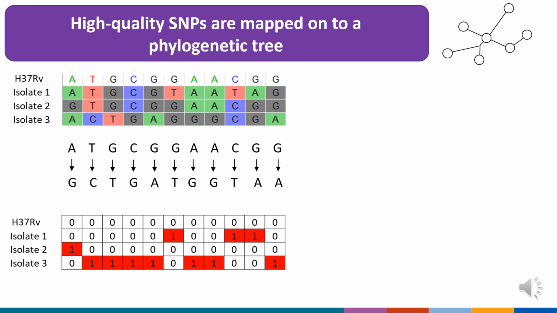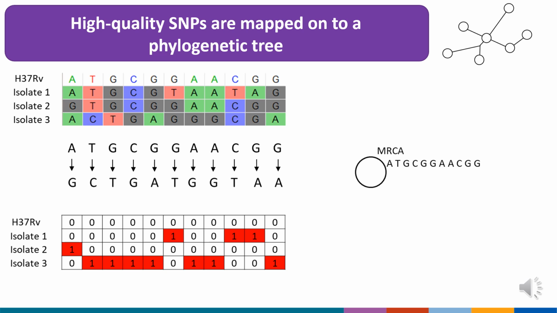Next, I'm just going to convert this to 1s and 0s to make it easier to look at. If it has the ancestral base, same as H37Rv, then I'm going to give it a 0, and if it has the mutation, then I will mark it as a 1. Then we can start to draw the tree.